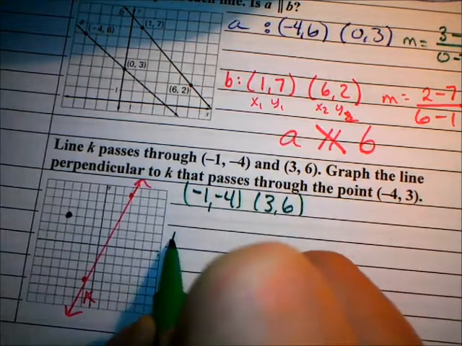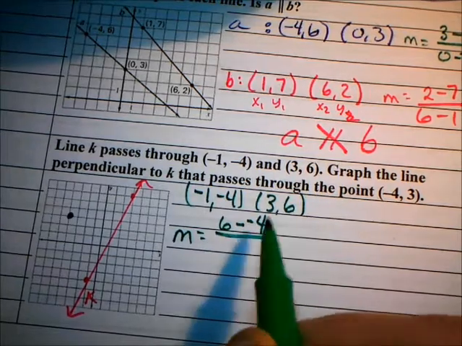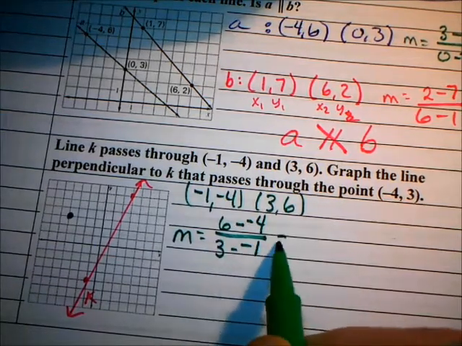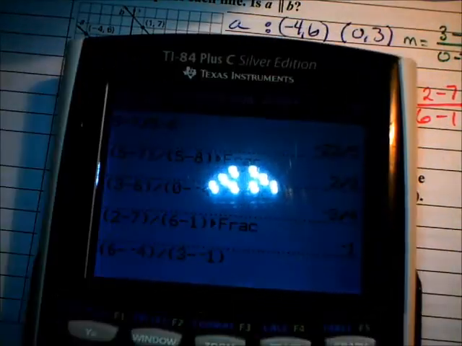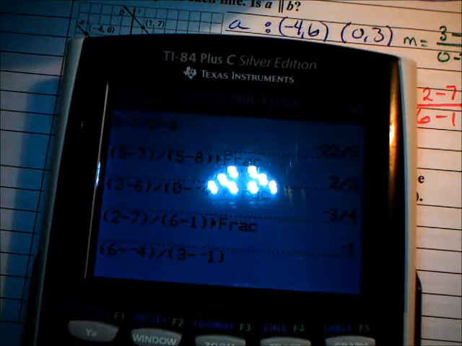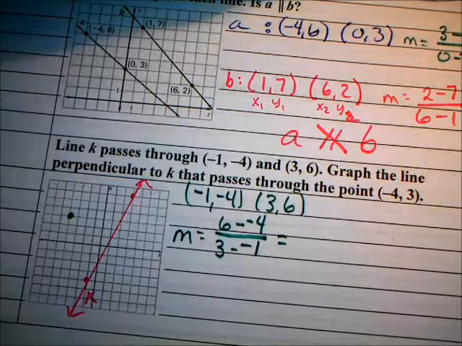I want to find this one's slope, which will be 6 minus a negative 4 over 3 minus a negative 1. Well, if I type it in, I forgot parentheses: parentheses 6 minus negative 4 parentheses divided by parentheses 3 minus negative 1 parentheses. I make it look like this, and I want a math bracket, and it gives me 5 over 2.